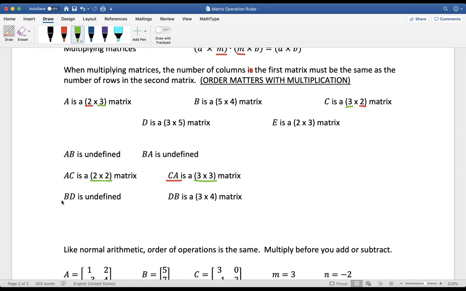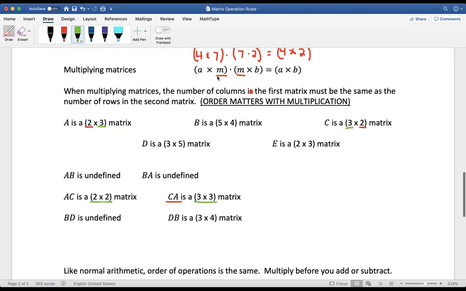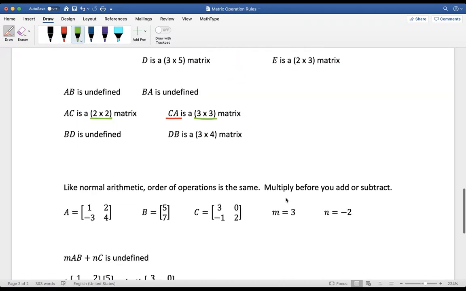Or sometimes in one order, like if I try to multiply B times D, I couldn't do that because 4 does not match 3. But if I reversed the order and did D times B, I could, because 5 matches 5. So remember, order matters when we multiply, and to be able to multiply, the number of columns in the first one must be the same as the number of rows in the second one.